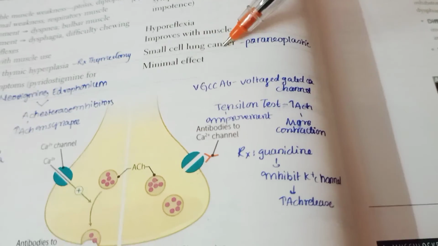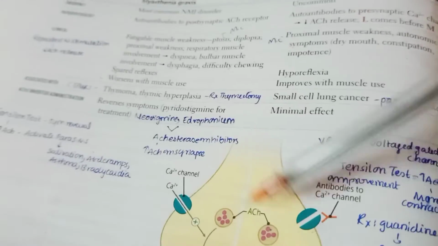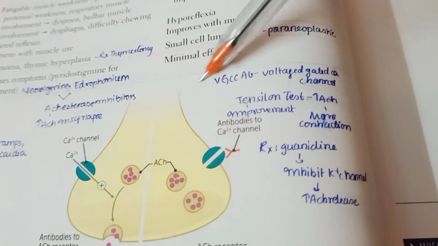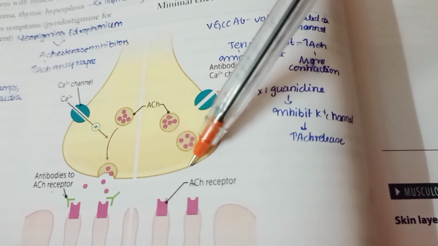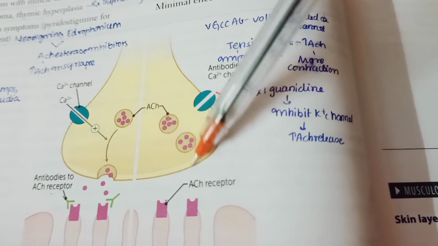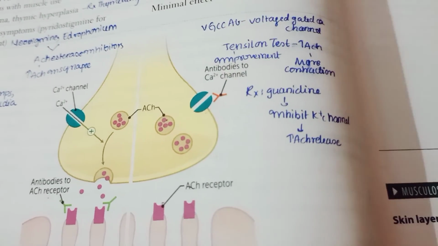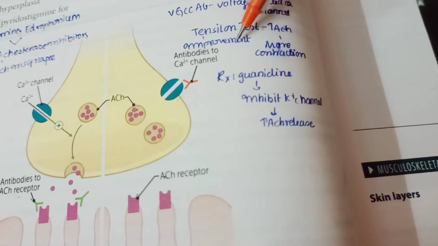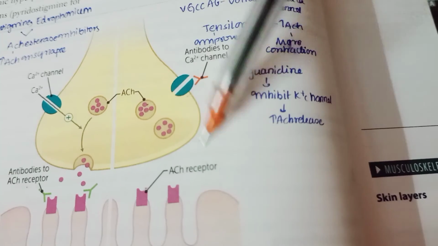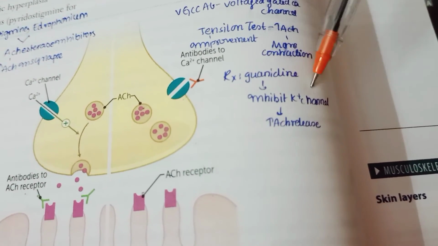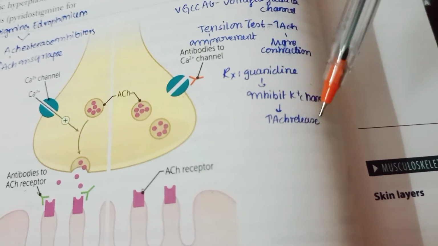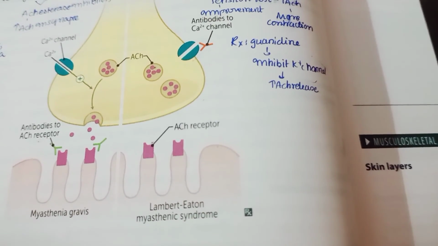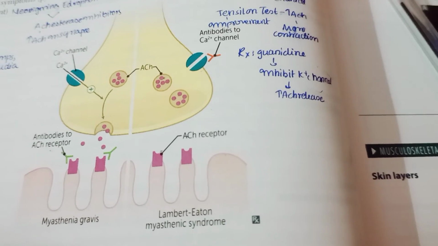Paraneoplastic syndrome like small cell lung cancer is associated with this, whereas thymoma is associated with myasthenia gravis. Here acetylcholinesterase inhibitors have minimal effect, because even though you inhibit the enzyme, there is first of all no acetylcholine to release. But the Tensilon test will increase acetylcholine, so more contraction; it will give improvement in Lambert-Eaton syndrome. The treatment is guanidine, which inhibits the potassium channel, so that can increase acetylcholine release and somewhat decrease the proximal muscle weakness.